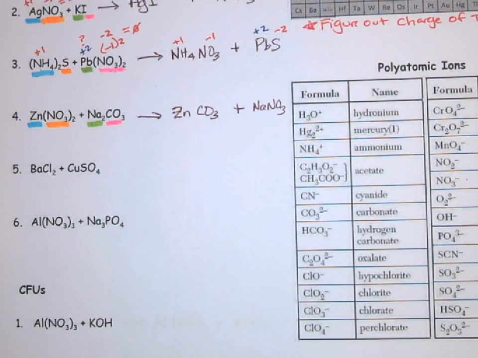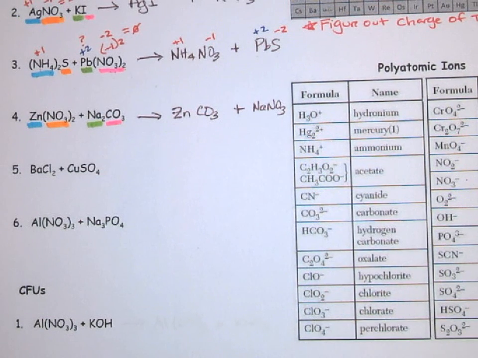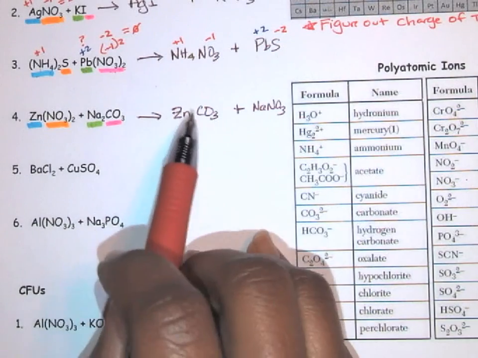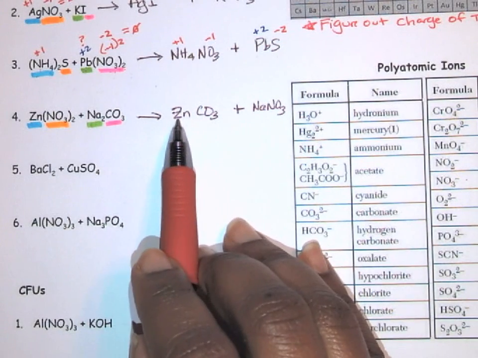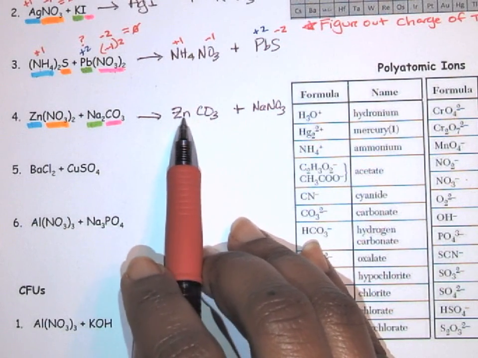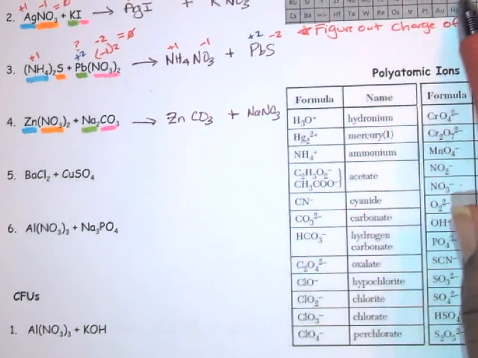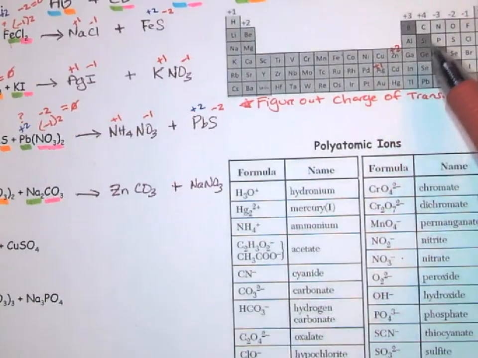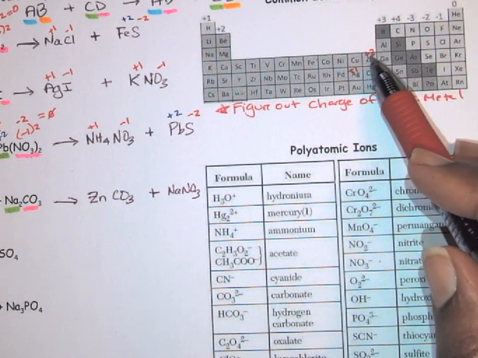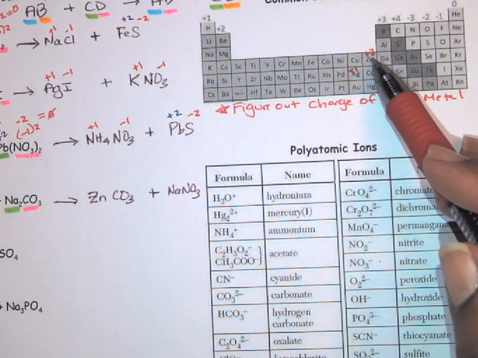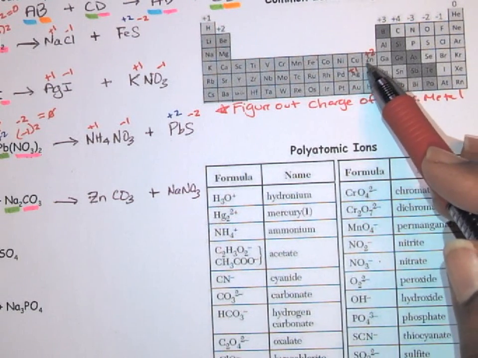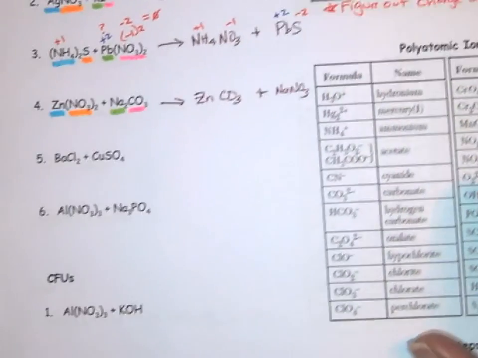Okay, so now I need to check this formula to make sure it's correct or not. And when checking the formula, I look at the charges. For a transition metal like zinc, typically for transition metals, you have to figure it out. Zinc actually has a common charge, but most transition metals don't. So let's say you didn't know that zinc has a common charge of +2. How would you figure that out?